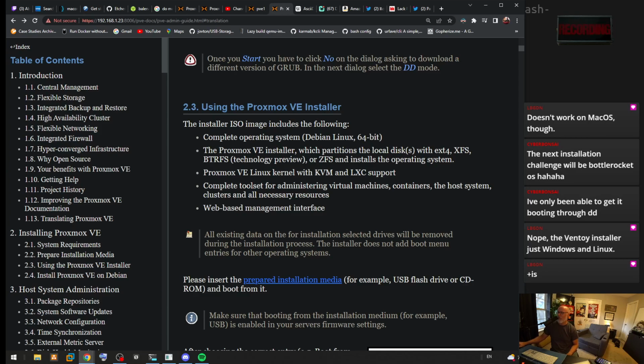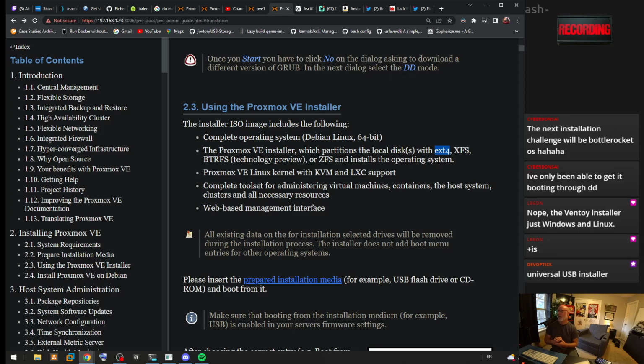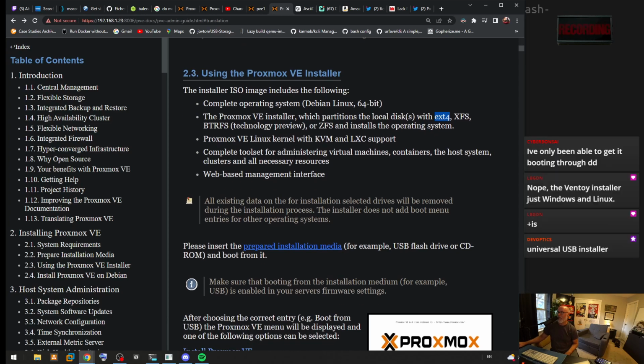Proxmox VE installer. The installer ISO image includes the following: complete operating system, the Proxmox VE installer, which partitions the local disk with ext4, XFS, ButterFS, or ZFS, and installs the operating system. I didn't know you can change that. I just accepted the universal stuff. That's a good one too, but I don't like it. Just use Ventoy. I'm telling you, use Ventoy. I don't see Riser.